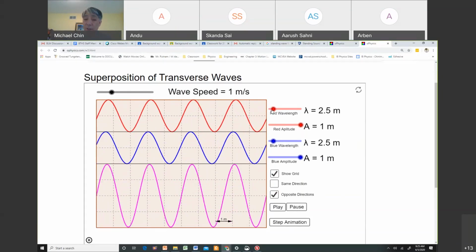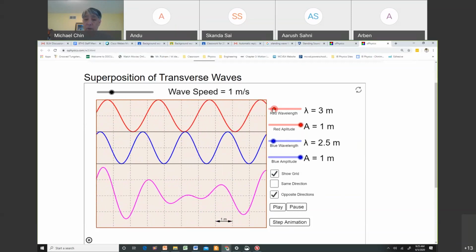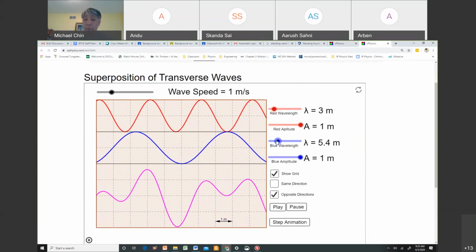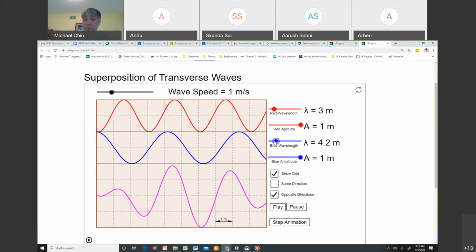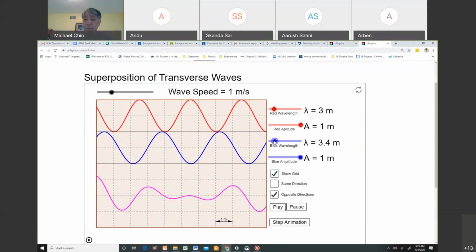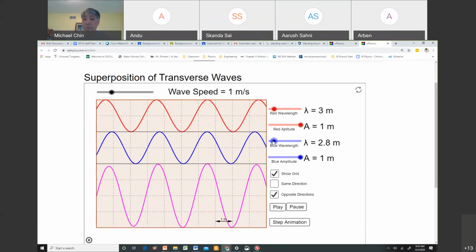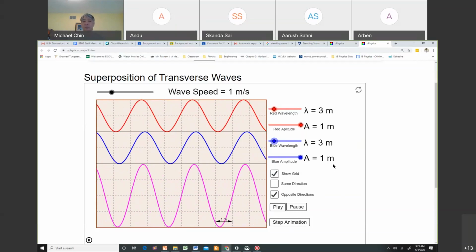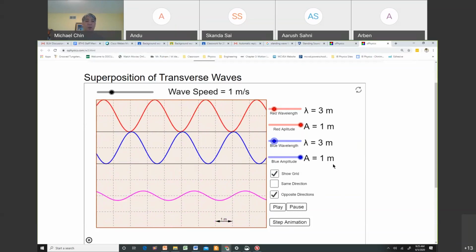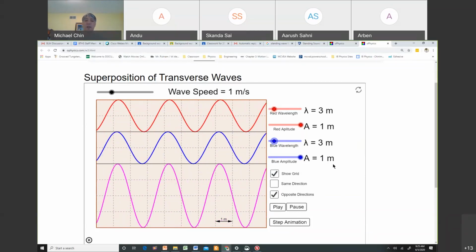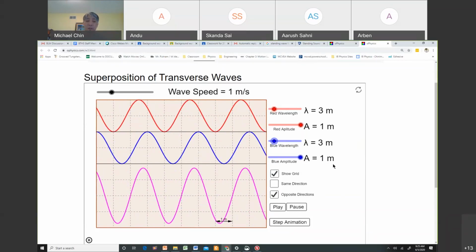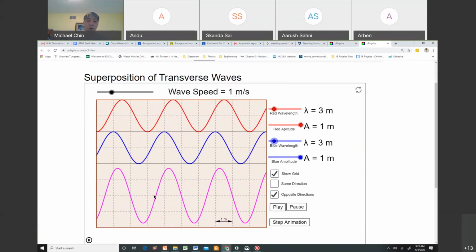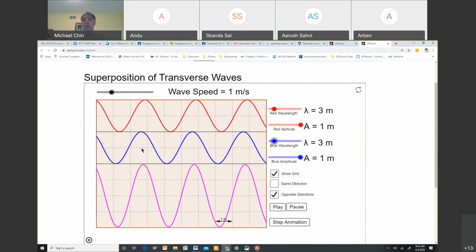If I change my wavelength, I'm going to change it to 3 and change the other one to 3. So I changed my wavelength, it is now 3. If you look at this, I still have a standing wave. This point is still a node. This is a node. I still have this antinode aspect.